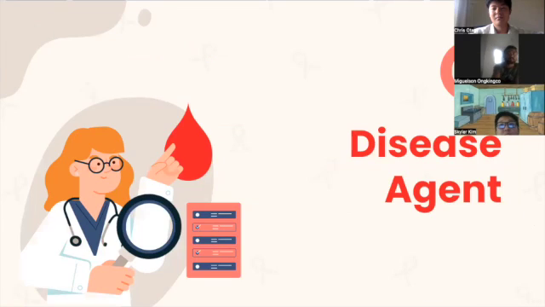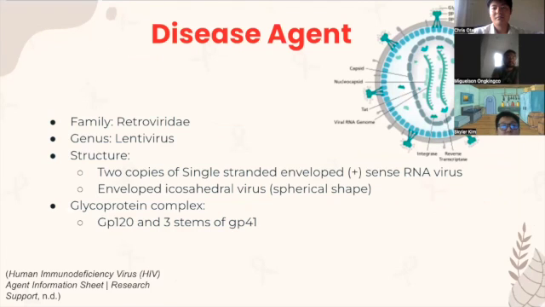Next slide, please. So this next one is disease agents. I'm going to be discussing family, genus, and the overall structure of HIV. The family is Retroviridae, and the genus is lentivirus. For the structure itself, on the top right you'll see a picture. It's 2 copies of single-stranded, enveloped, positive sense RNA.